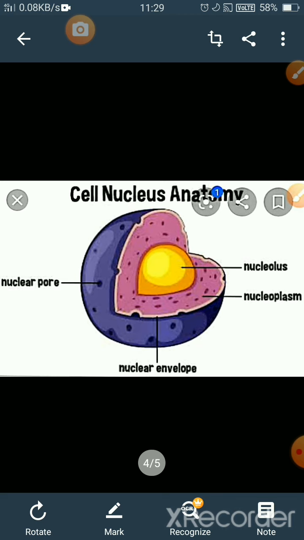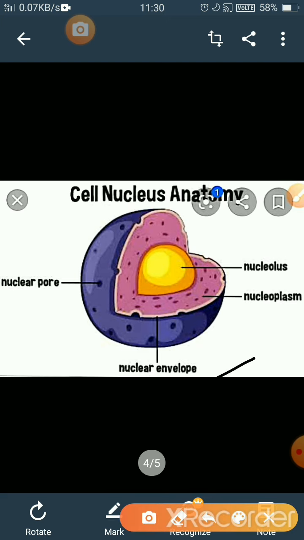So here you can see that there are small pores present in the nucleus which help in the movement of certain materials in and out of the nucleus. This is the nuclear envelope, and these are the small pores for the exchange or movement of certain materials.